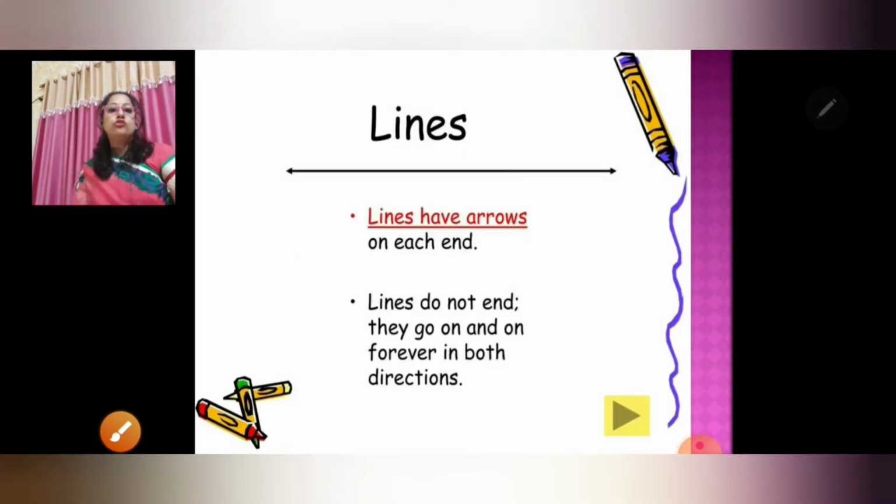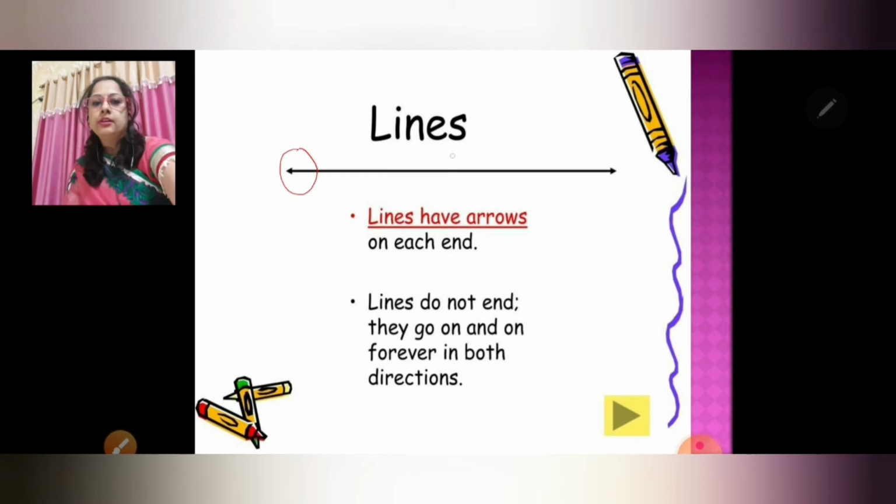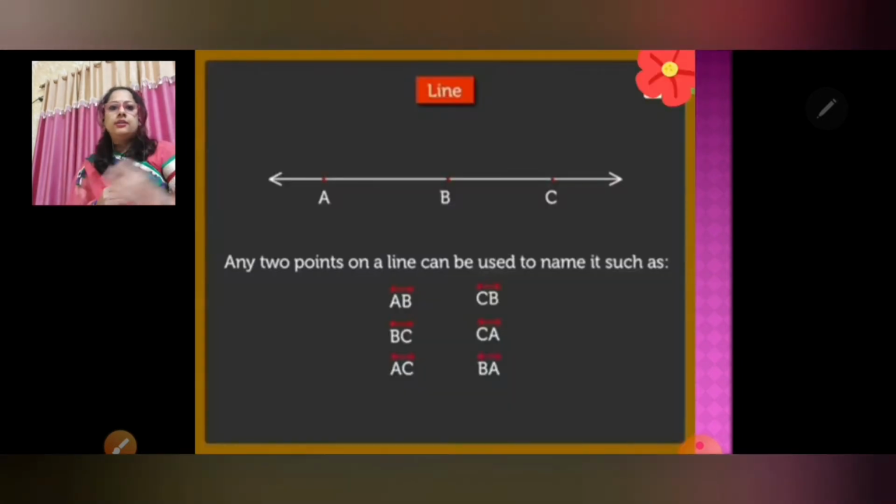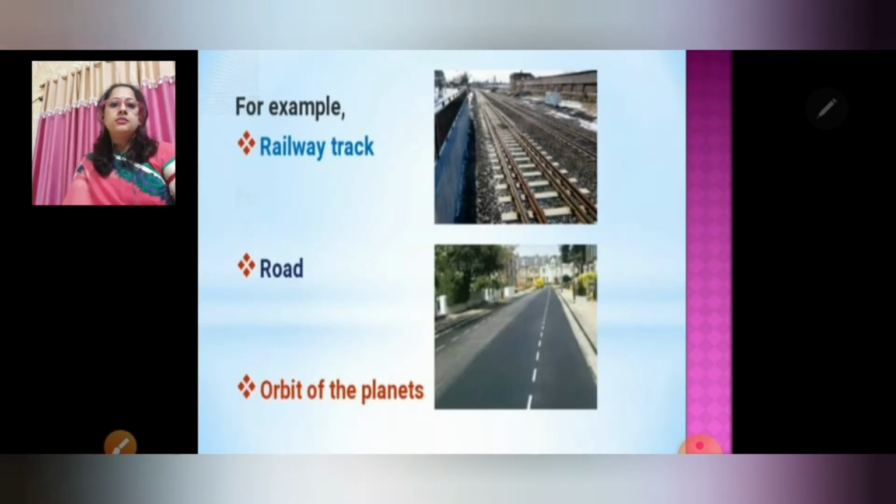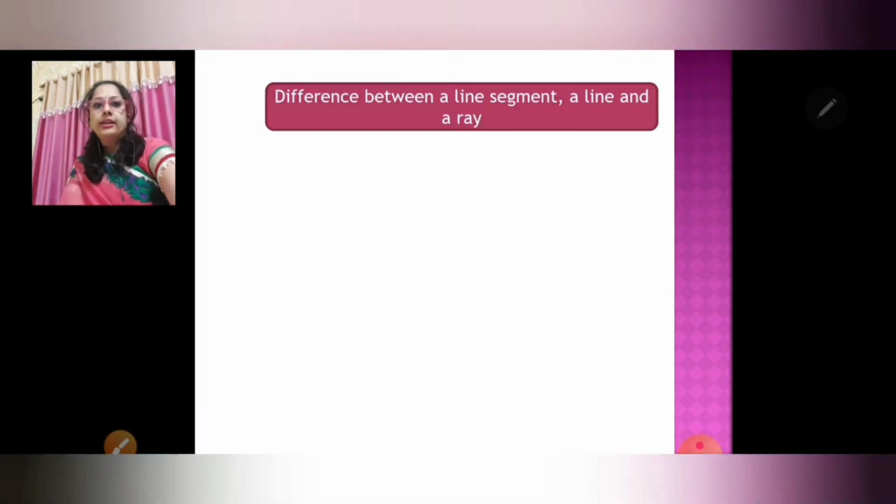So a line has arrows on each end, see, like this. Lines do not end, they go on and on in both directions. This is a line. Any two points on a line can be used to name it, such as it can be named line AB or CB, line BC or CA, or line AC or line BA. These are some examples of lines, like a railway track, a road, or the orbit of a planet. These are all examples of lines.